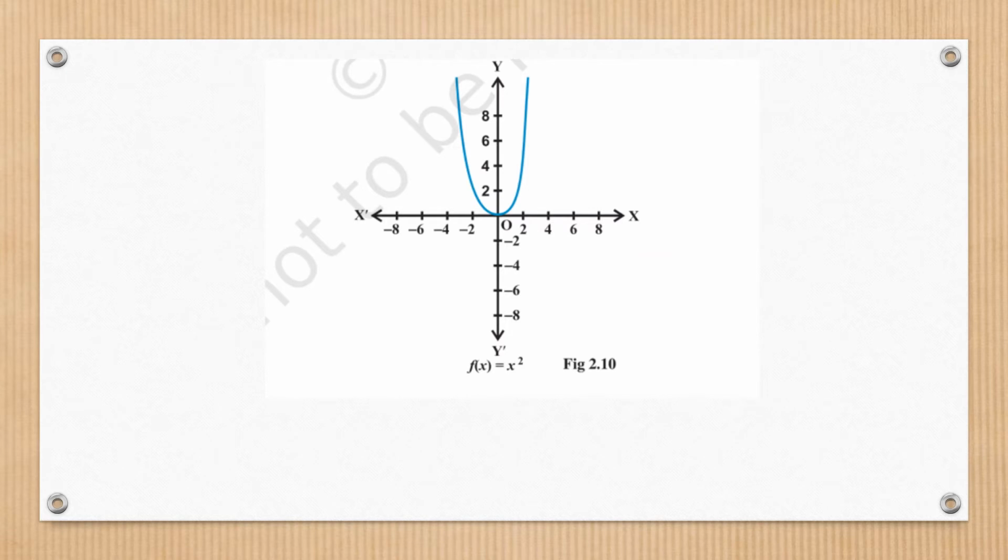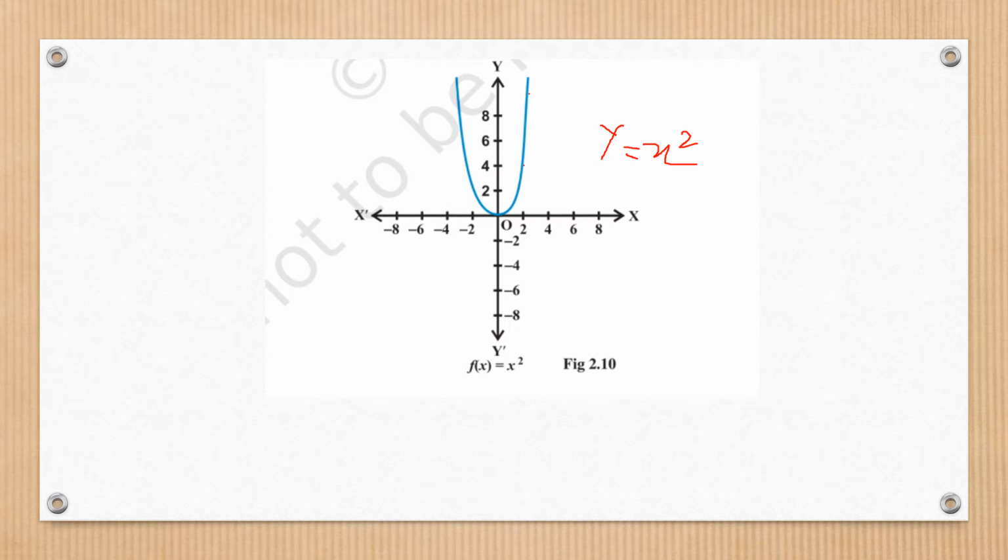So the graph of y equal to x square, you know, it's a quadratic polynomial. So the graph will be parabolic. For 1, I'll get 1. For 2, I'll get 4. For 3, I'll get 9, and like this. This way, and similarly for negative values also. So I'll get a parabolic type of graph.